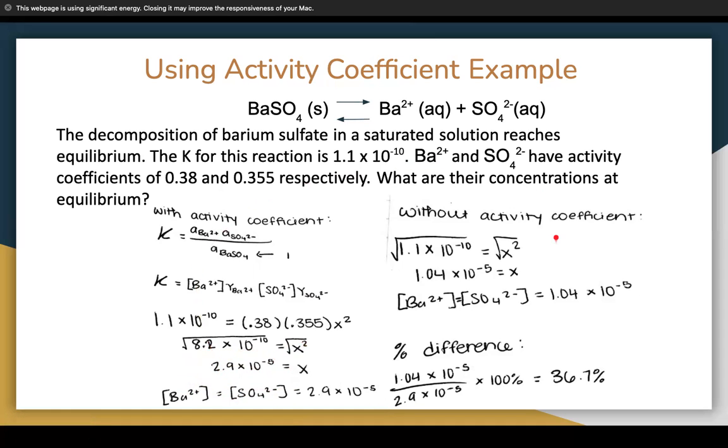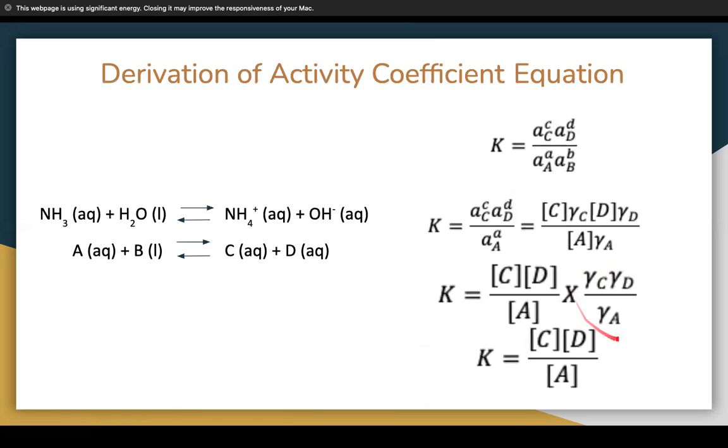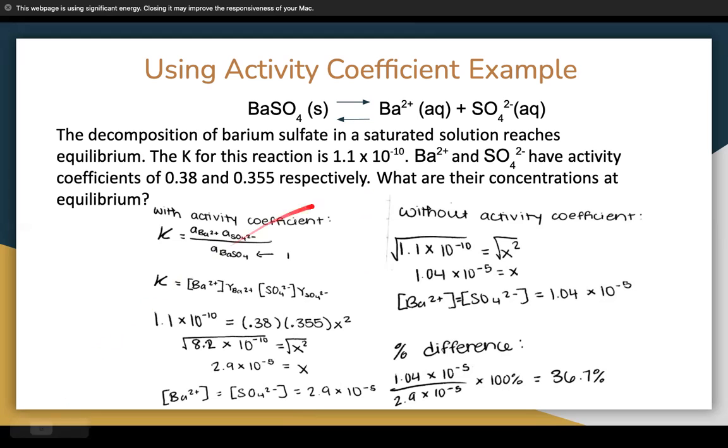Okay, so now I calculated without the activity coefficient. We do the same thing here, we solve for x, and we get a value of 1.04 times 10 to the negative 5. And that's a pretty big difference. That's a 36.7% difference. And if you guys remember, when it's a dilute solution, this fraction right here is going to be close to 1. So we could throw it out and there probably won't be much of a difference. But because we have a saturated solution, we see that difference here.